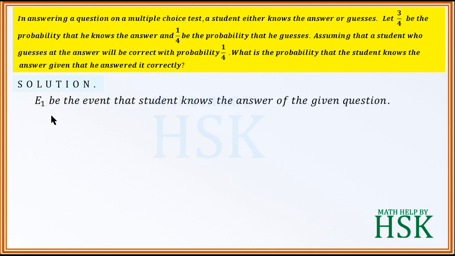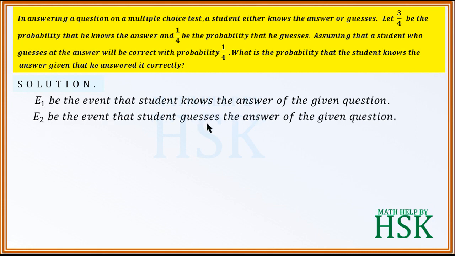First of all, we assume that E1 is the event that the student knows the answer of the given question, and E2 is the event that the student guesses the answer for the given question. A is the event that the student answers it correctly. These three events are very important to be defined. If we define them correctly, then we are going to answer this question without any difficulty.